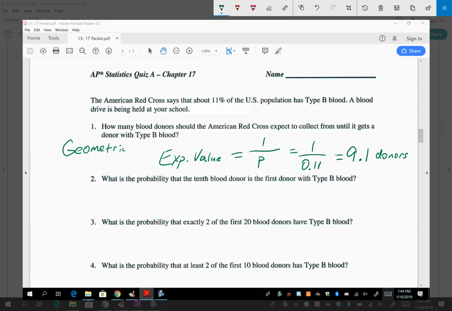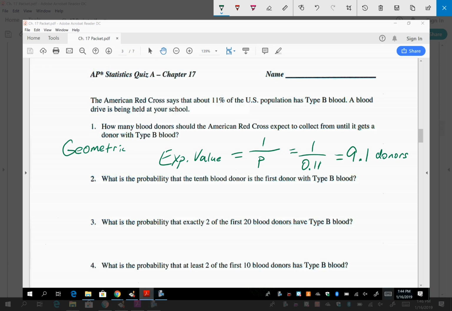Now, we have a blood drive at this school, I think. Did we have one last year? Yeah, we've had it every year since I've been here. And if we had one this year, before we had anyone give blood, we're expecting which person to give us our first type B blood? The 9th or the 10th. Will that happen? No. Could it be the 3rd person? Could it be the 17th person?